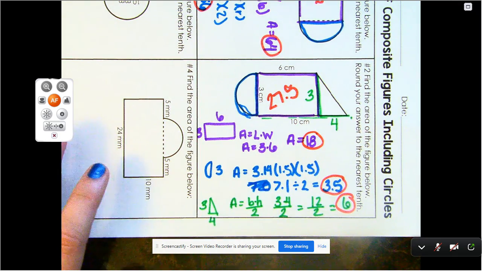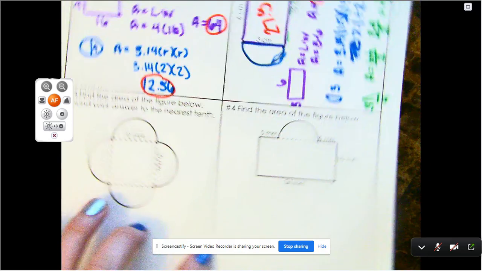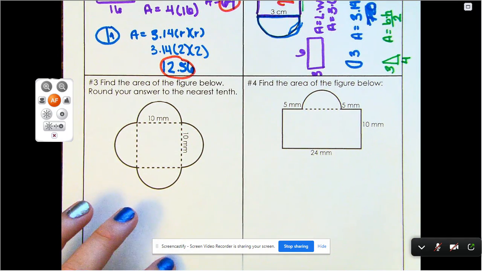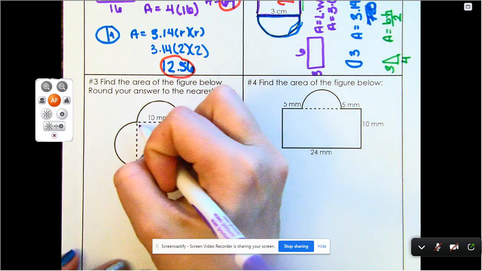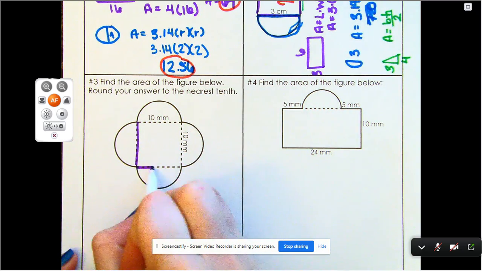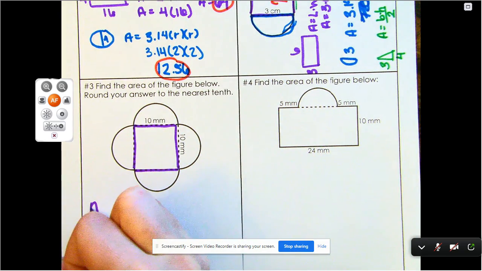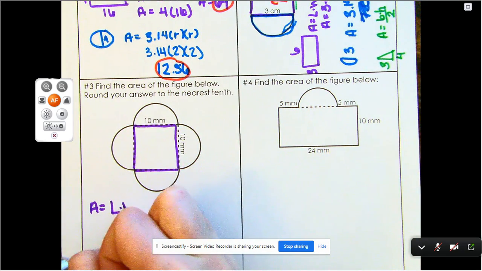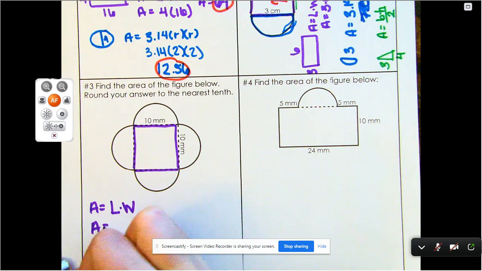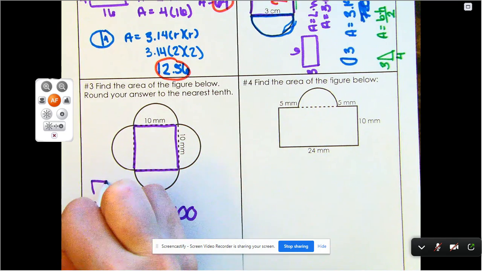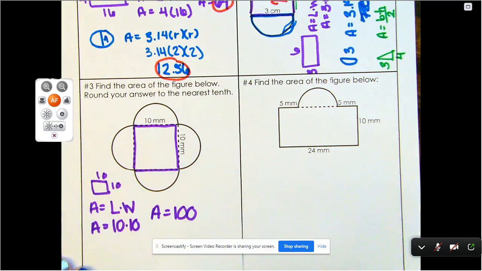Okay, now let's take a look at number 3. The shapes that I see in number 3 happen to be a square. So let's take care of the square first. In order to find the area of a square, you're going to do length times width again, which in this case is 10 times 10. So the area of the square is 100. Again, I just found the area of the square.